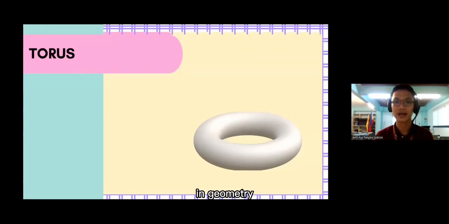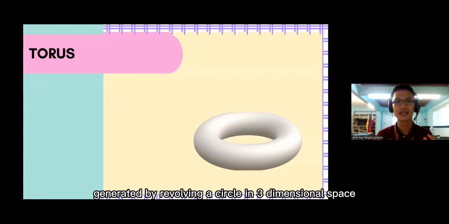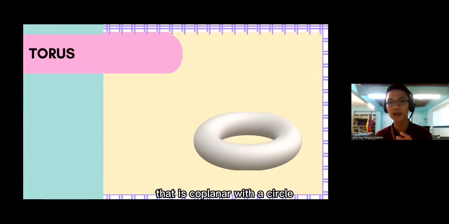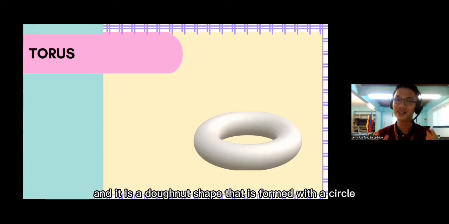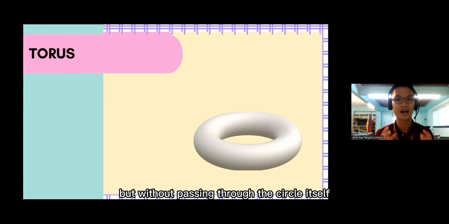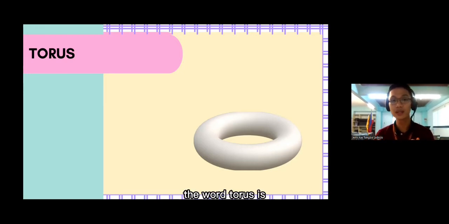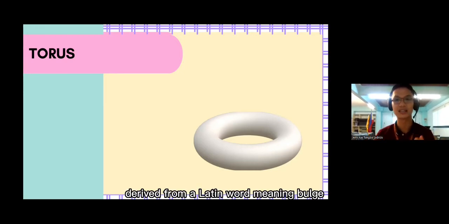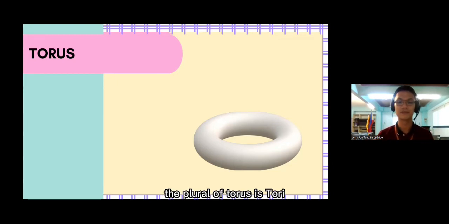So the 4th example is the torus. In geometry, a torus is a surface of revolution generated by revolving a circle in three-dimensional space about an axis that is coplanar with the circle. It is a donut shape that is formed when a circle is rotated through 360 degrees about a line in its plane but not passing through the circle itself. The word torus is derived from a Latin word meaning bulge. The plural of torus is tori.